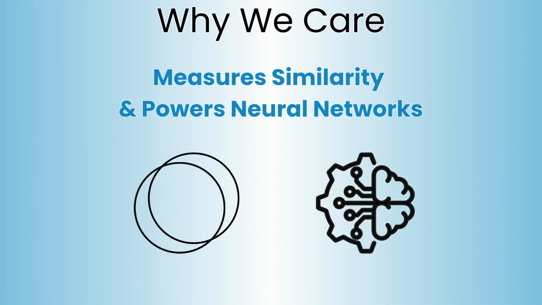So why do we care? The dot product is used everywhere in machine learning. It's used to calculate the similarity between vectors, which is how the recommendation systems work. And most importantly, it's the fundamental operation that happens at every single neuron in a deep learning network.